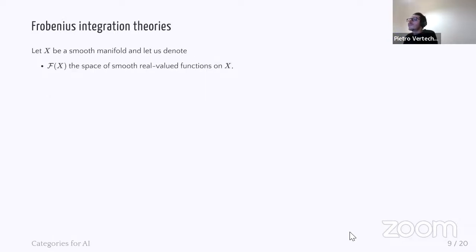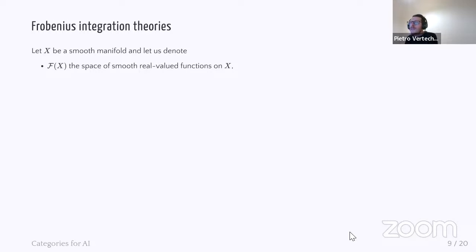So let's start with Frobenius integration theory. Here, even though this talk is supposed to be at the interplay between category theory and deep learning, I will also have to introduce some notions from differential geometry. But if one is interested in geometric deep learning, there's no way around it. One just needs those notions.